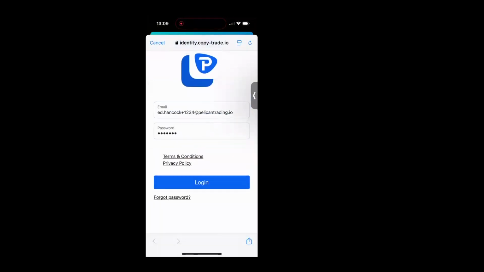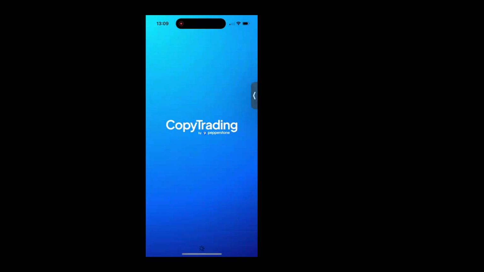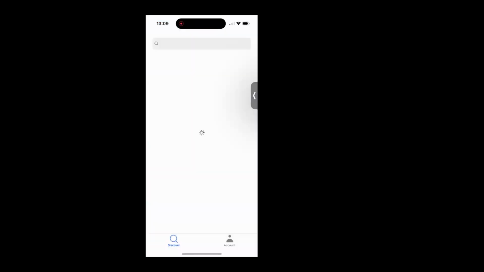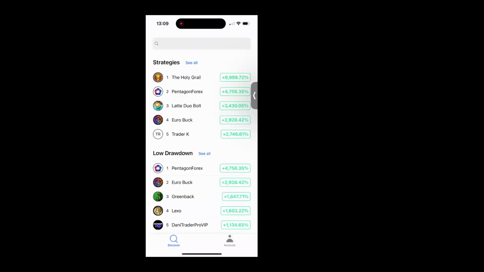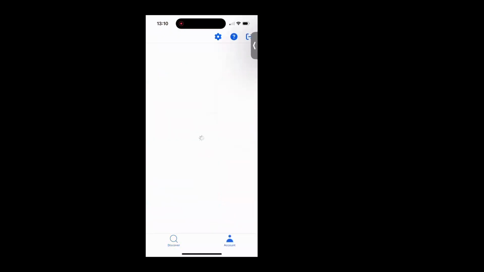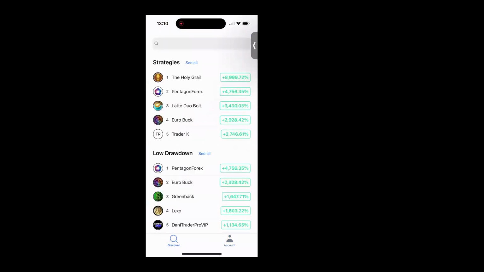I'm just logging in with my credentials here, and it's now taking us into the app itself. This is what you'll see when you first log in. You'll see the Discover page full of content from across Pepperstone signals and the Pelican network. And then you'll also see the account tab here. These signal providers are all the signal providers that you as a copier can copy.